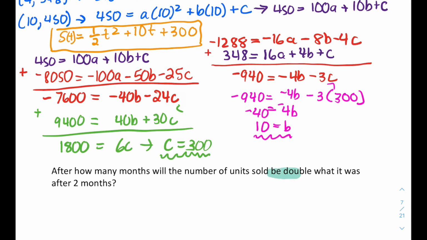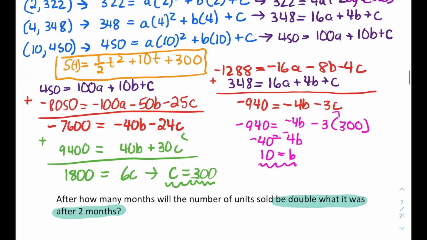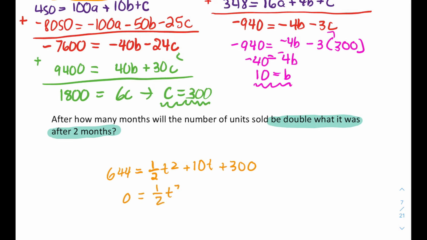Okay, there's a second part that asks after how many months will the number of units sold be double what it was after 2 months? So that would make my output 644 units if my after 2 months amount was doubled. So let's take my function that I just wrote, and I'm trying to find the amount of time that it takes to get 644 units created. So substituting in 644 for my output, I'm going to solve for t.